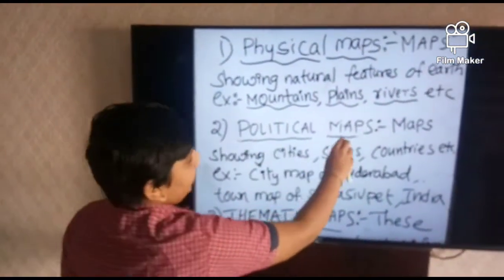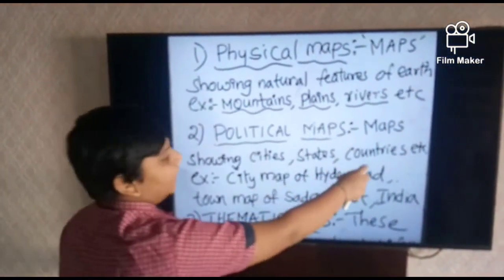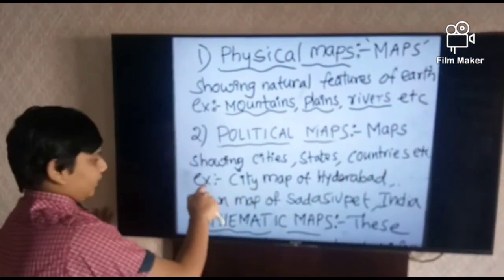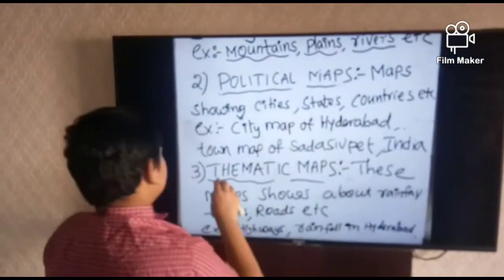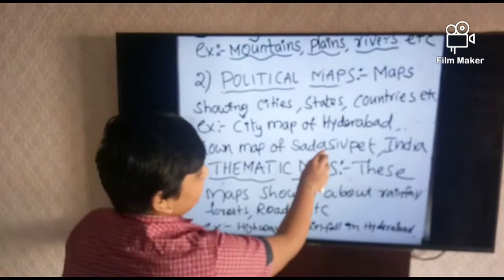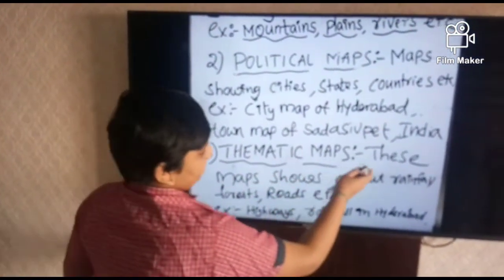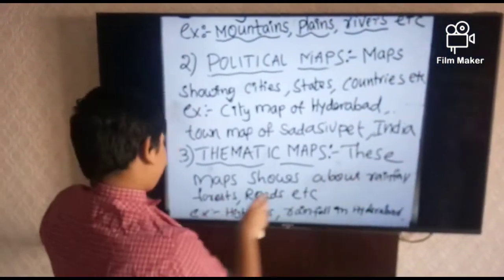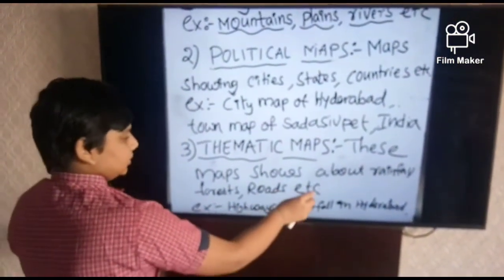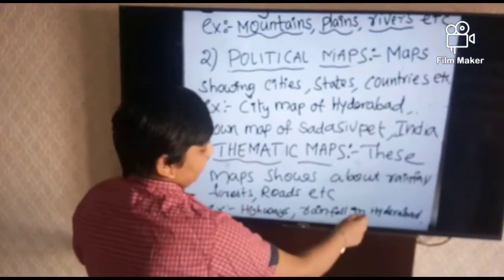Second one, political maps. Maps showing cities, states, countries, etc. For example, city map of Hyderabad, town map of Sadashipet, India map. Third one, thematic map. This map shows rainfall, forest, roads, etc. Example, highway, rainfall in Hyderabad.